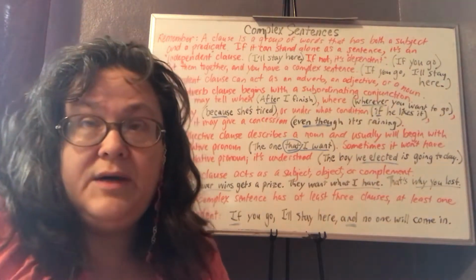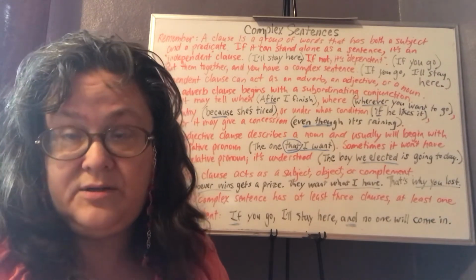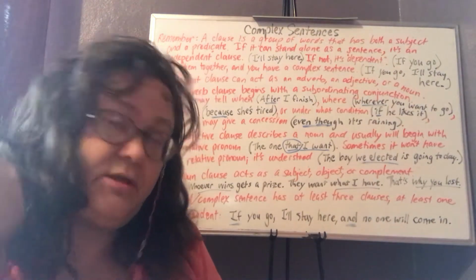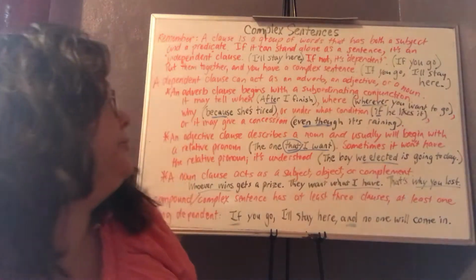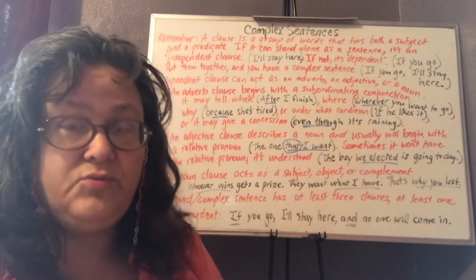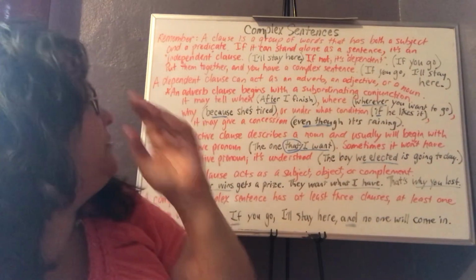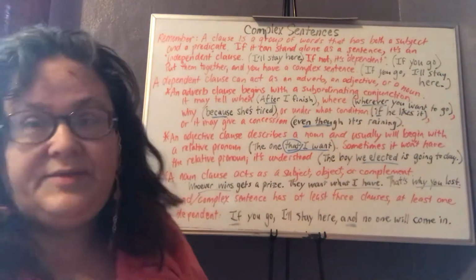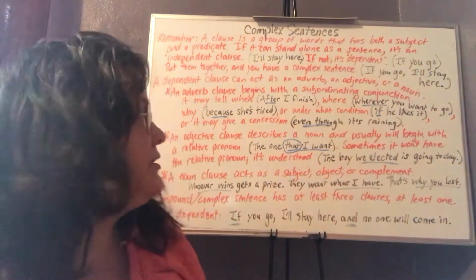That's different from a compound sentence because a compound sentence consists of two or more independent clauses joined together with a coordinating conjunction or a semicolon. The complex sentence again, at least one independent clause and at least one dependent clause put together. A dependent clause can act as an adverb, an adjective, or as a noun. And these different kinds of dependent clauses have different words that introduce them typically.